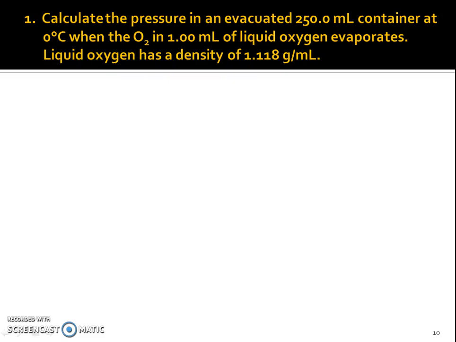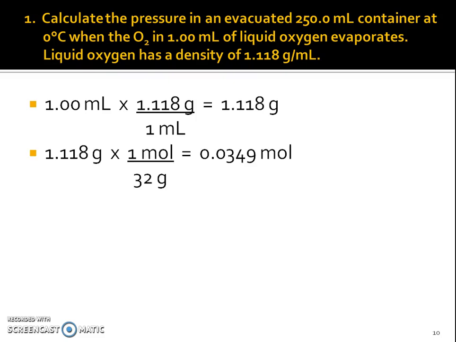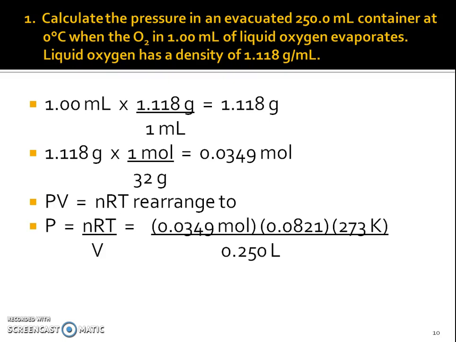So here we go. 3.13 according to sig figs. Here I used density to go from milliliters to grams. Remember, density is a conversion all on its own. The reason to go to grams is so that we can get to moles, so that we can use it in PV equals nRT.